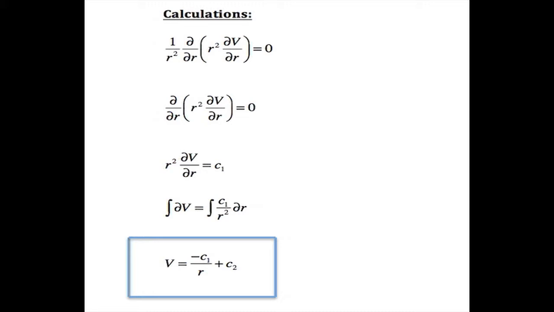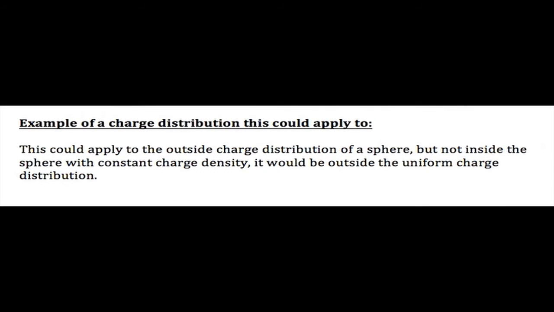When we set the equation equal to 0, you can see that we get rid of 1 over R squared, and then we move down a little bit and we see that we get a constant, and then when we integrate both sides we get the equation that we see here with V equals negative C1 over R plus C2.